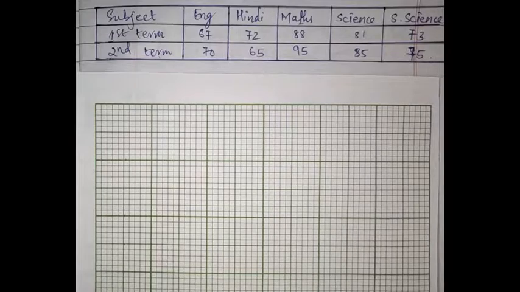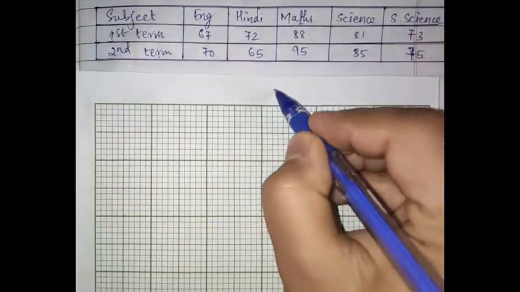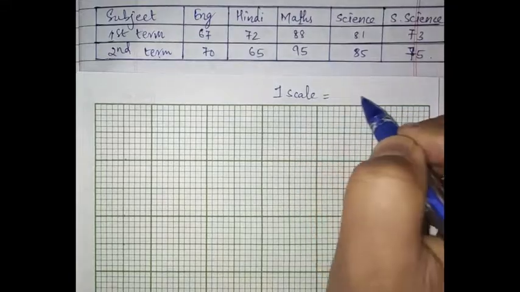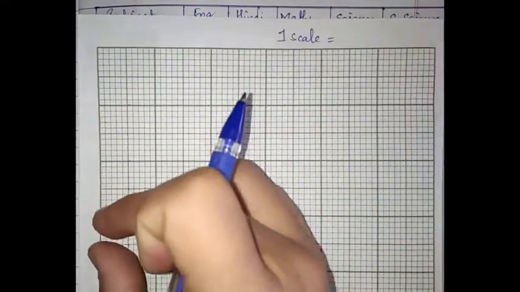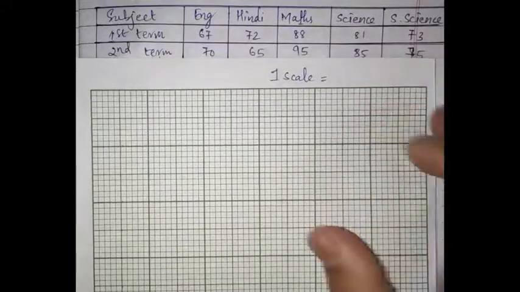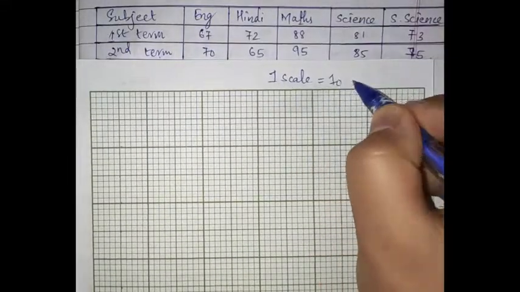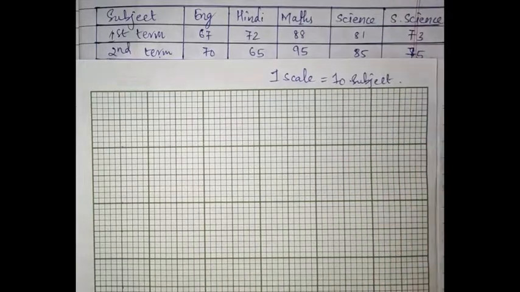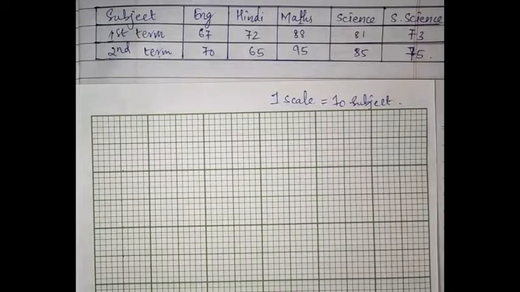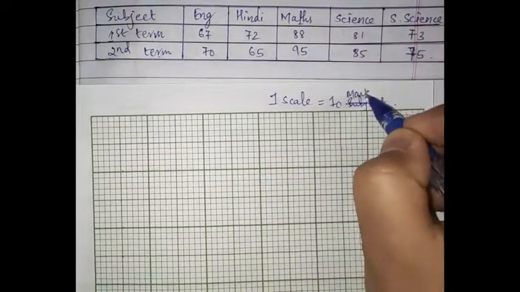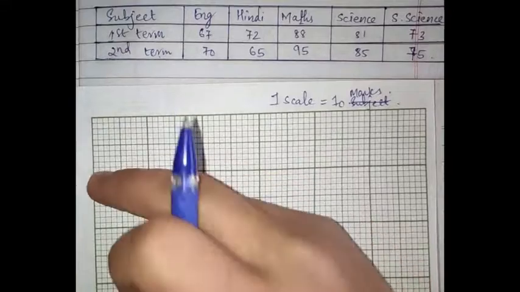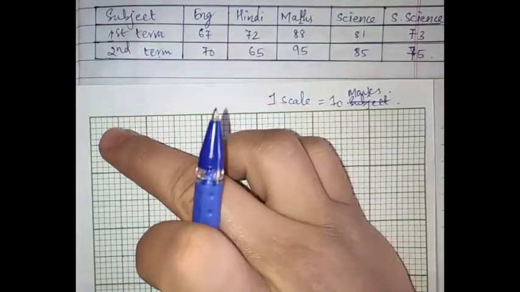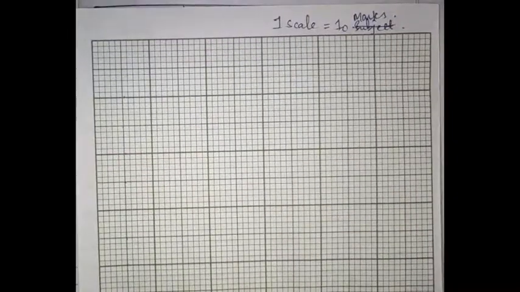So student, to make the graph, first and foremost thing you have to choose is the scale. One scale will represent how many numbers? One scale means one unit. How many units is it going to represent? Over here I'm going to choose 10 marks, not subjects, sorry, it will be marks. In the y-axis we have to plot the marks, and in the x-axis we are going to represent the subjects. So let us start plotting.